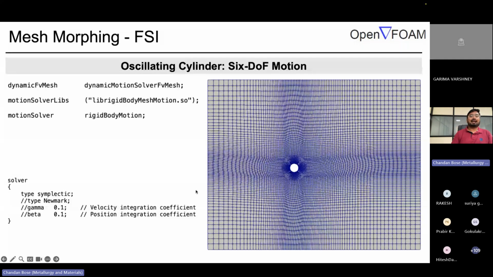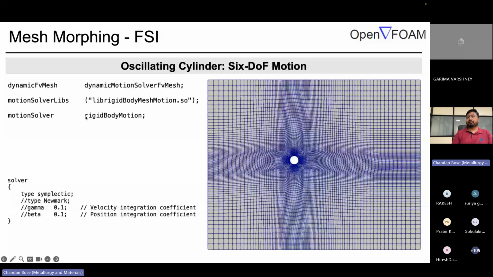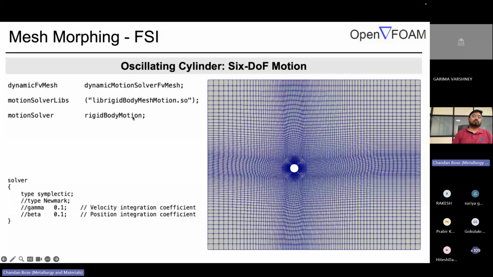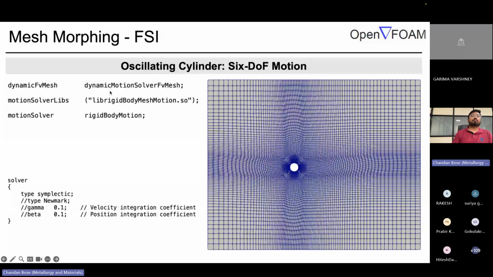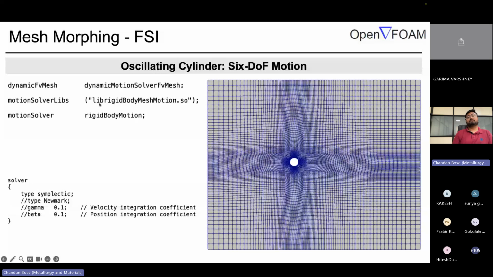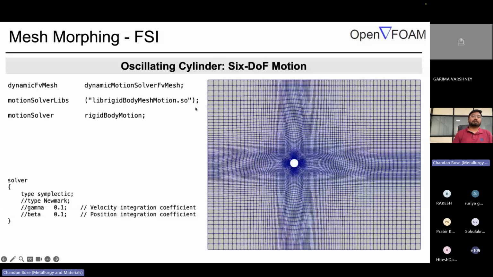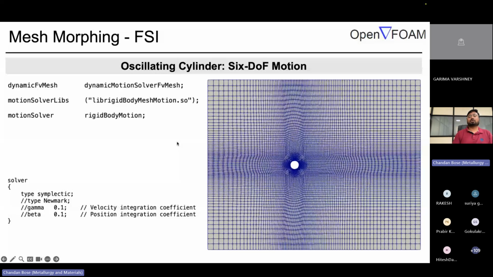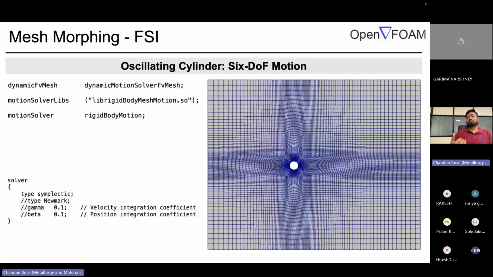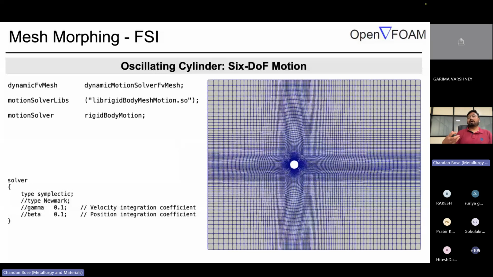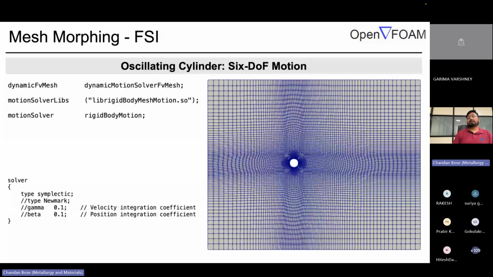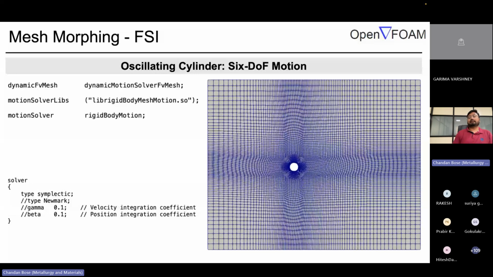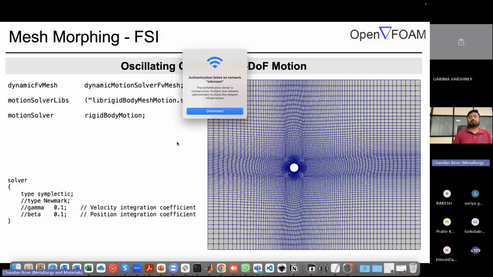And for that, our motion solver is different. This is the rigid body motion solver. We have a separate class of motion solver library, which is librigidBodyMeshMotion.so. This is the executable name. So we have to choose a different motion solver to direct our boundary condition to accept the change, and the type of the boundary condition will be calculated, right? So every time step you have to calculate your boundary condition.